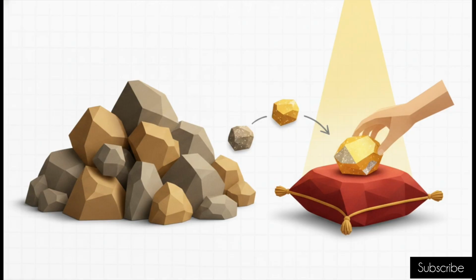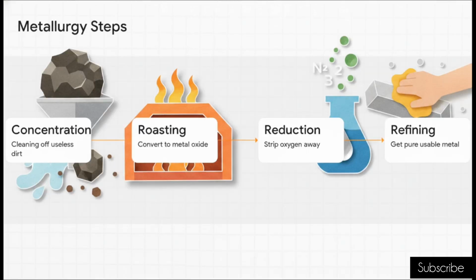All ores are minerals, but all minerals are not ores. Getting that shiny, pure metal out of a dirty rock requires a 4-step magic trick called metallurgy. Step 1 is the concentration of the ore, which is basically just washing off the useless dirt and sand. Step 2 is roasting, or calcination, where we heat it up to convert the ore into a metal oxide. Step 3 is reduction, where we chemically strip away that oxygen to leave just the metal behind. And finally, step 4 is refining, where we polish it up to get pure, 100% usable metal.